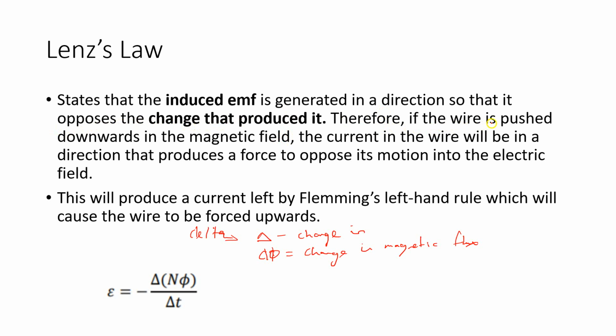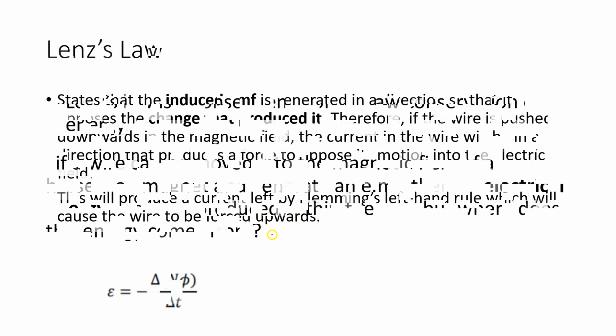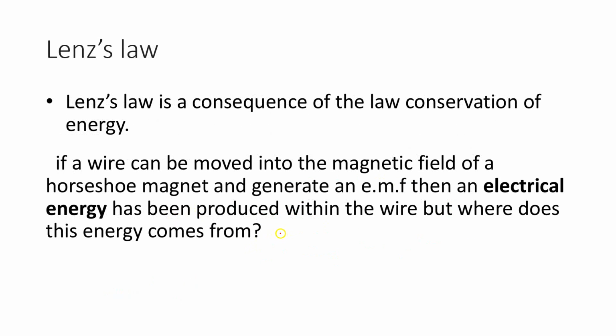And we're going to look at it. It says, therefore, if the wire is pushed down into the magnetic field, the current in the wire will be in a direction that produces a force to oppose its motion in the, I think this is supposed to be magnetic field. Okay. Now we can use Fleming's left-hand rule right here to predict the overall current. It says that this will produce a current by Fleming's left-hand rule, which will cause the wire to be forced upward. All right. That was just speaking from a wire standpoint. Another thing that we must remember about Lenz's law is that Lenz's law is based on what we call a conservation.